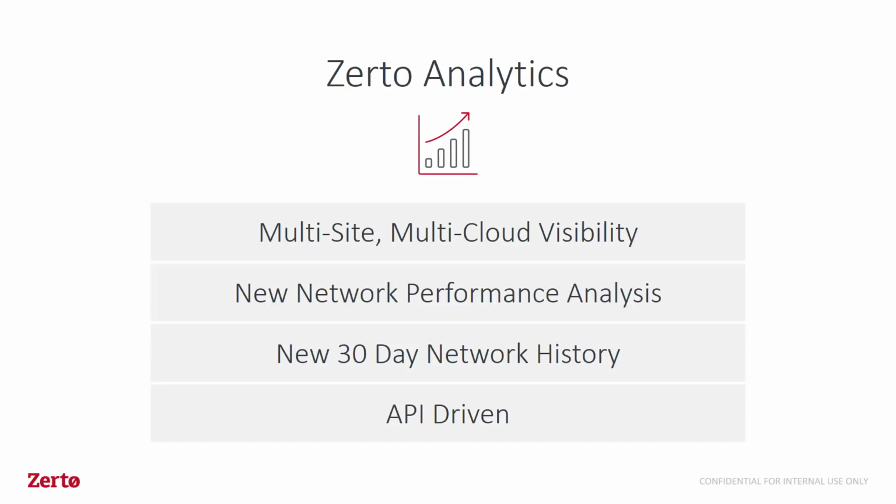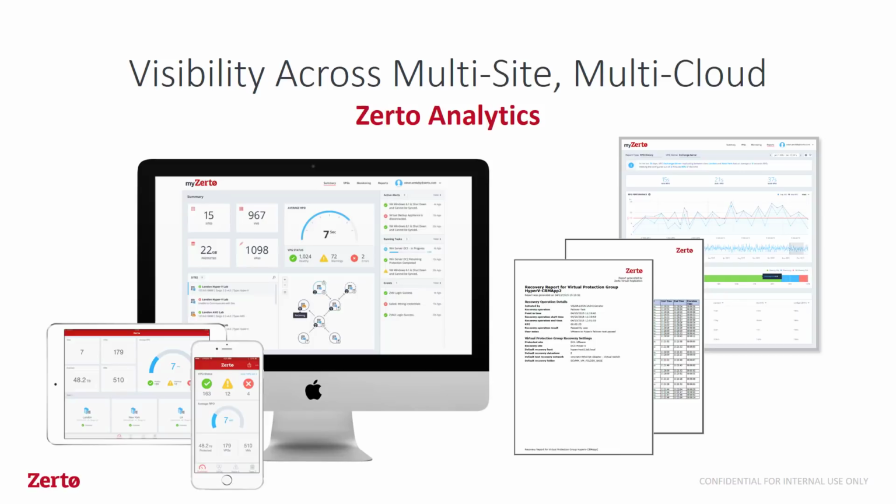this out. But tying into what we're doing here with our 6.0, we do have some really neat stuff that will help you in your multi-cloud journey. In particular, we have new network performance analysis and new 30-day network history. And as always, our Zerto Analytics can be consumed via the API, and it's an API-driven infrastructure.